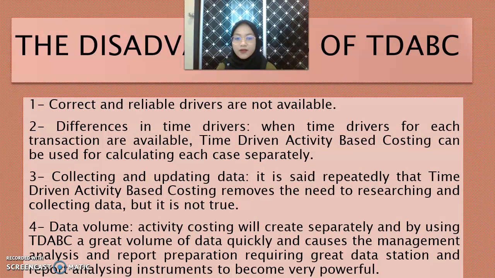And then the disadvantages: first, correct and reliable drivers are not available. Second, the difference in time drivers. When time drivers for each transaction are available, TD-ABC can be used, calculating each case separately. Third, collecting and updating data. It is said repeatedly that TD-ABC removes the need for researching and collecting data, but it's not true. And the last one, data volume. Activity costing will be created separately, and using TD-ABC creates a volume of data quickly and causes management analysis and report preparation to require great storage and report analyzing instruments to become very powerful.